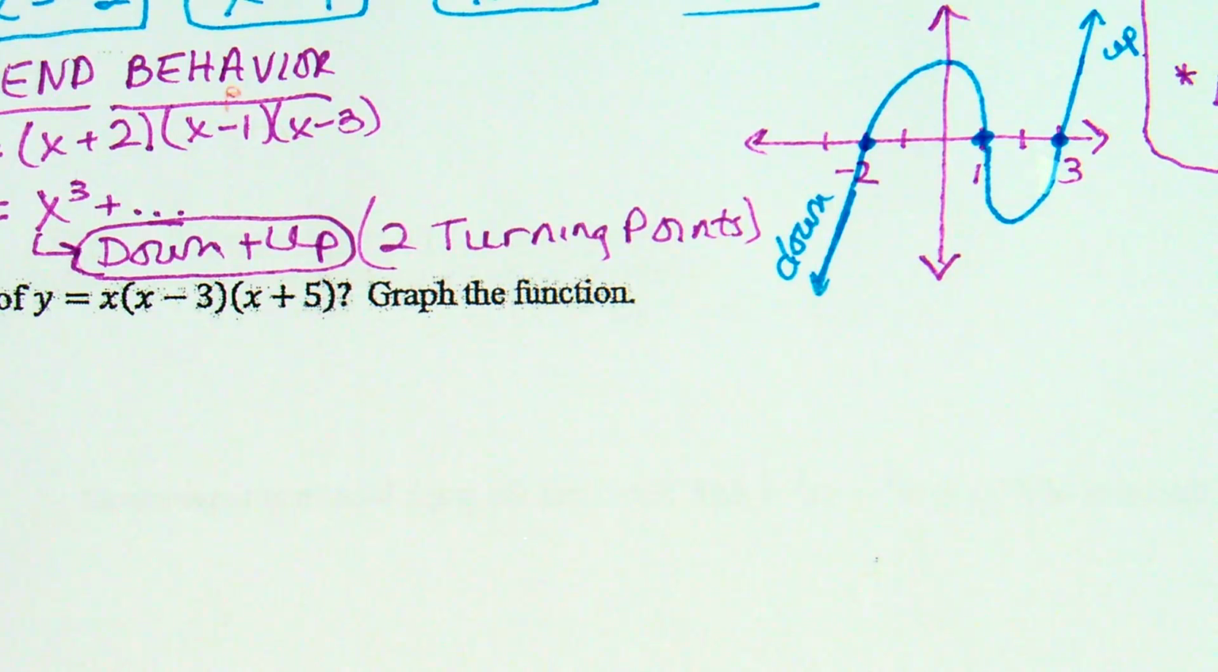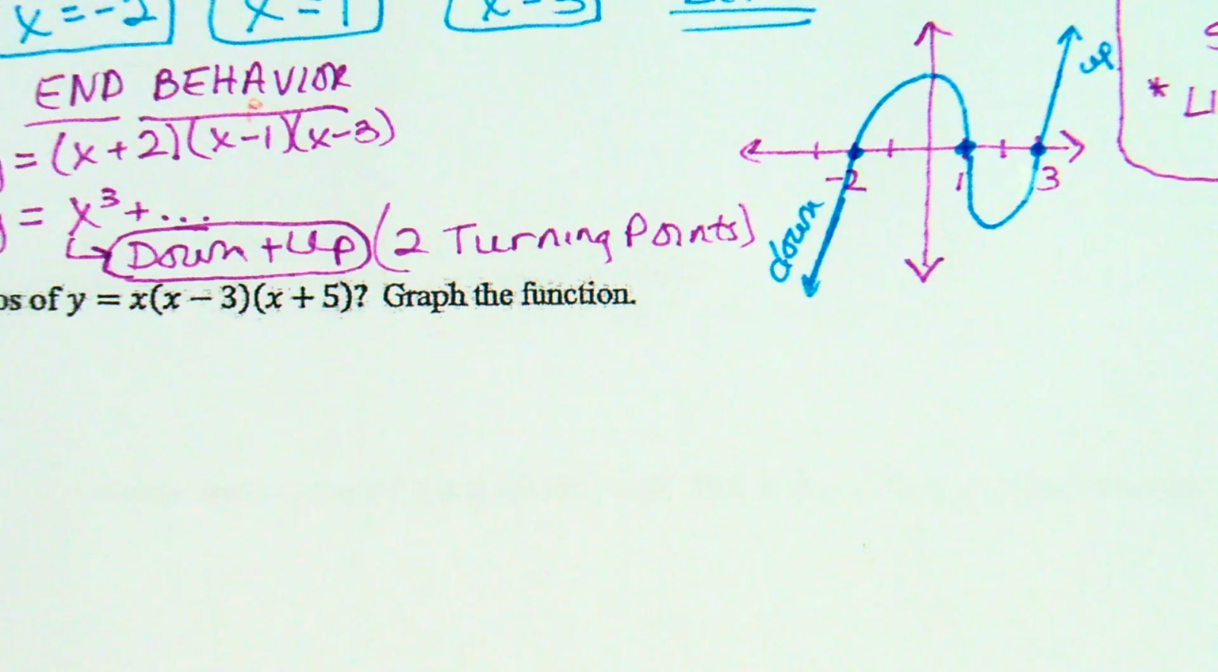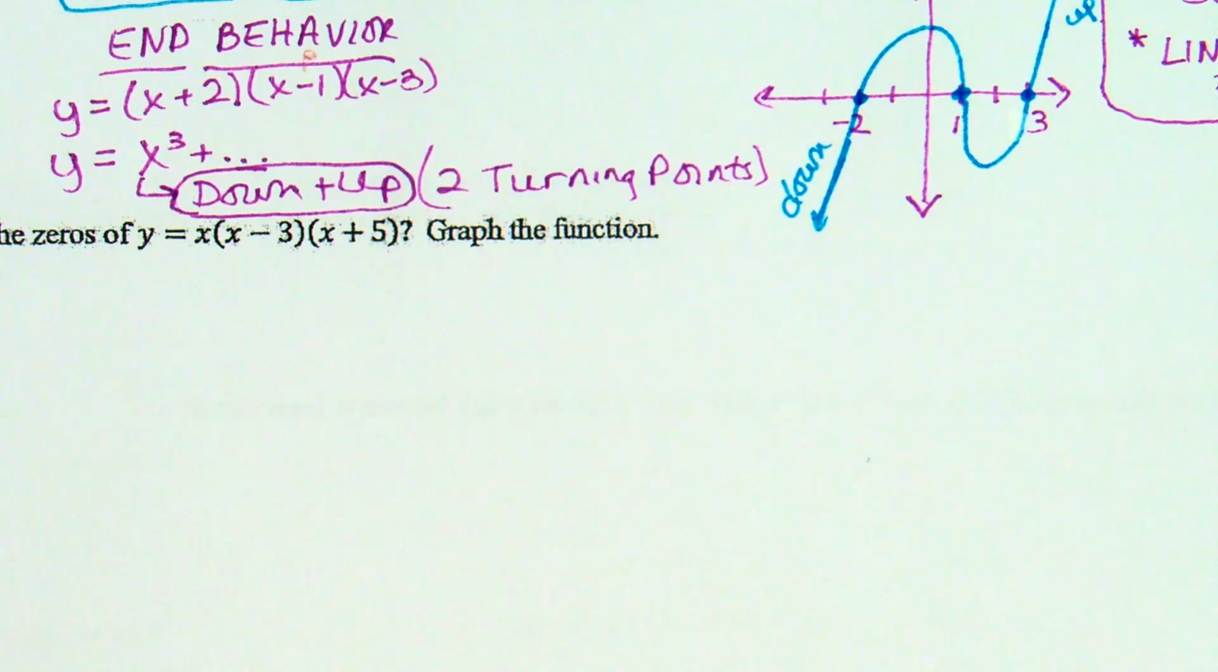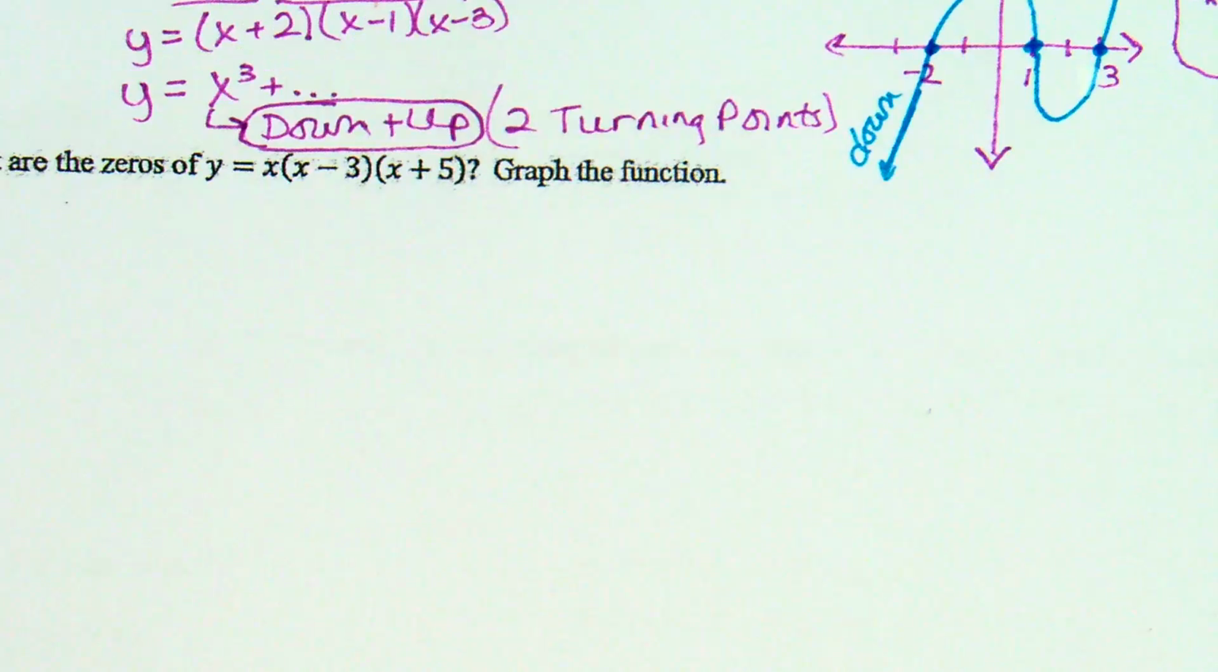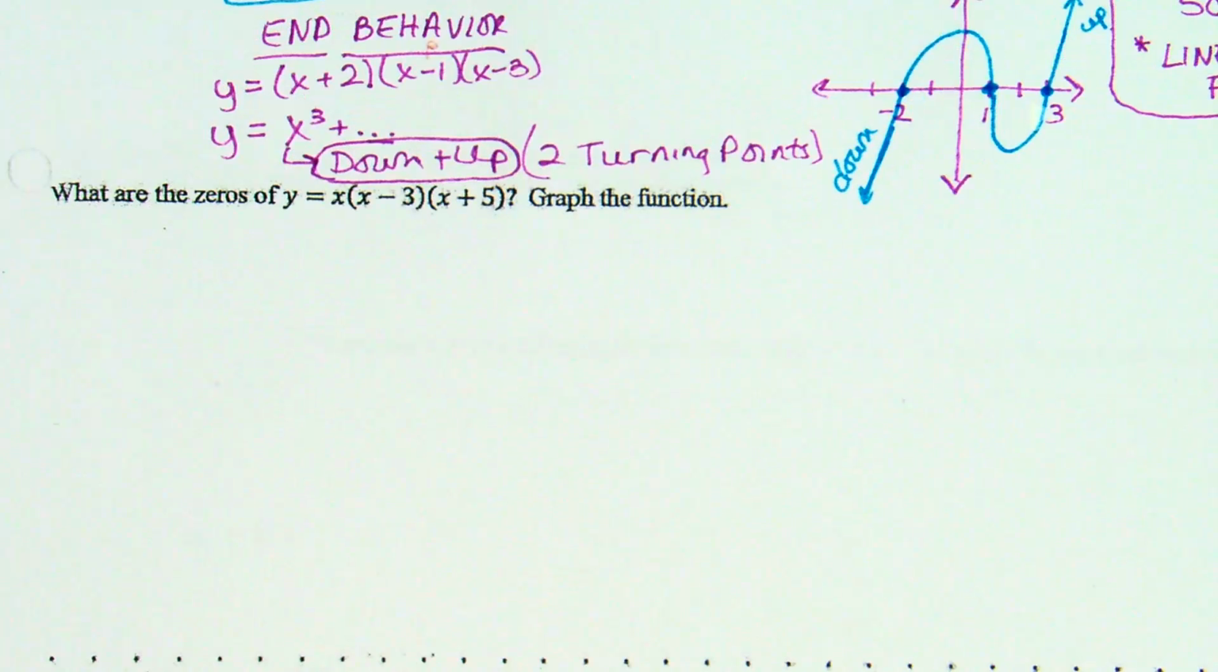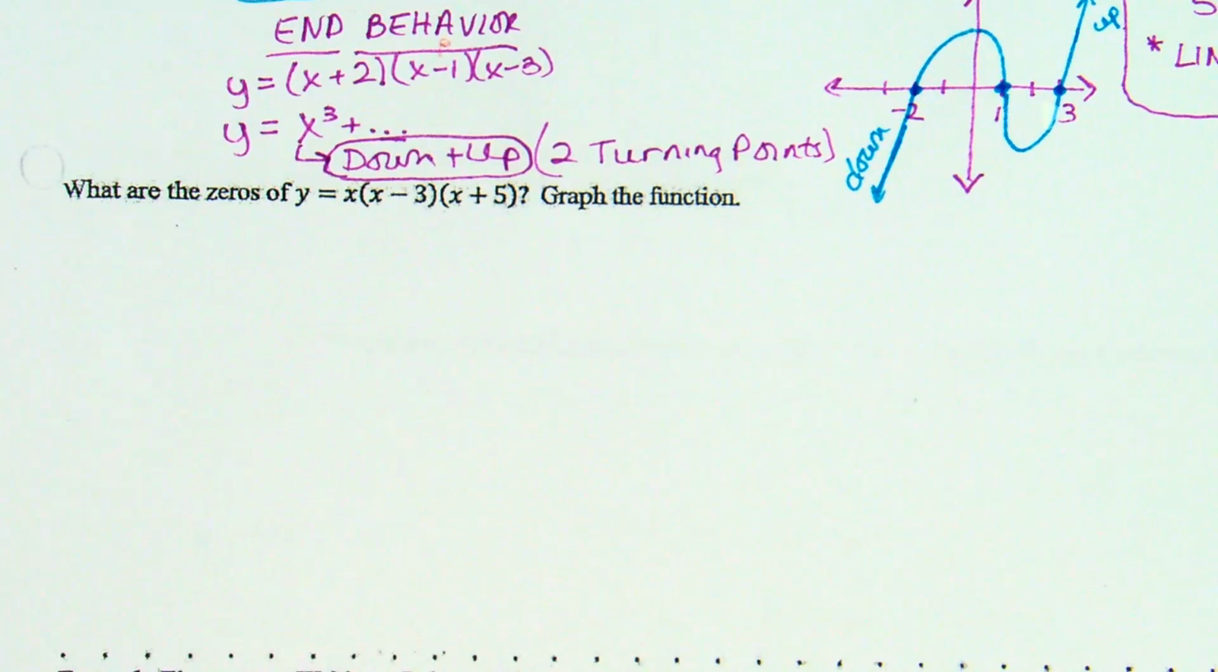Okay, let's go ahead and talk about the next one. This is the second one, though. You guys should be able to help me through it a little bit more, right? So what are the zeros of y equals x times x minus 3 times x plus 5, and then graph the function? X minus 3 is 0 and x plus 5 is 0. Okay. So officially, I'm going to start by saying the whole equation equal to 0.